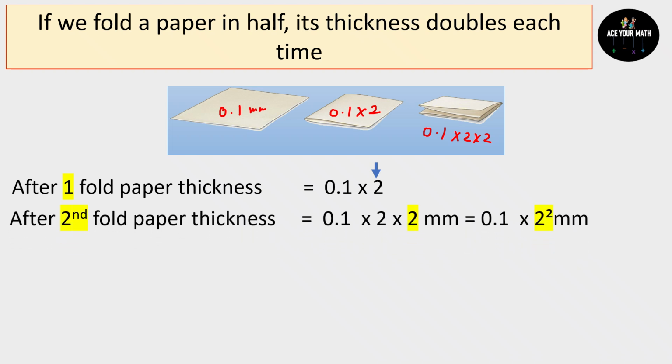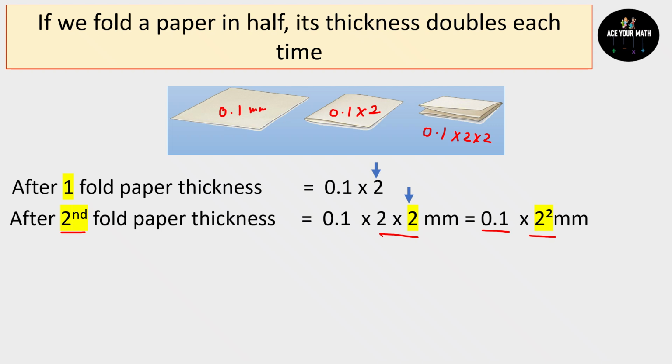Now after the second fold, the thickness will be the previous number, which you will again multiply by 2. So 2 times 2 can be written as 0.1 times 2 raised to the power 2. See here, which I have done here. It can be written as 0.1 as it is, and 2 raised to the power 2. So for the second fold, the answer is 0.1 times 2 raised to the power 2.